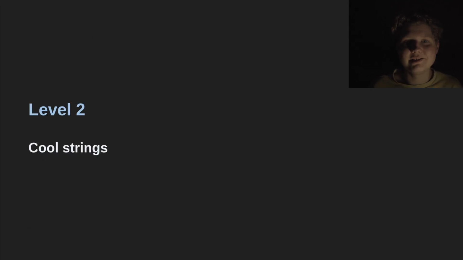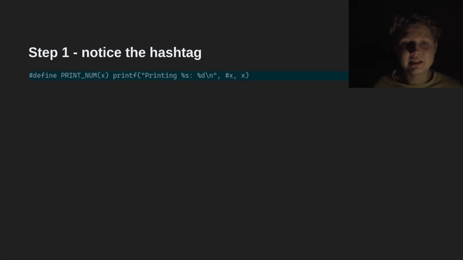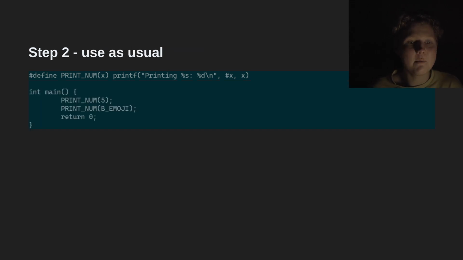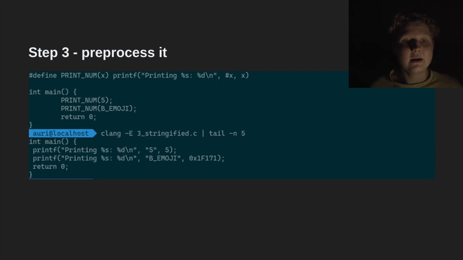Another cool thing you can do is stringify values. What do I mean by that? Notice the hashtag right here. It has a print statement which actually takes two format parameters. One is a string and the other is a number. What hashtag x does is turn what is inside x into a string. So you use it the same way, and just to show you what happens after pre-processing, you get the input of the macro turned into a string, essentially.